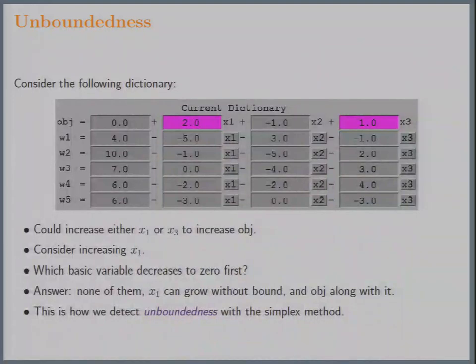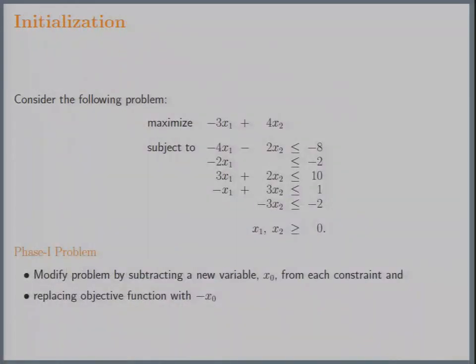But I'm greedy. I go with the one with the largest coefficient, so I pick x1 to be my entering variable. And in this case, being greedy really pays off, because if I look down this column here, W1 is going up at a rate of 5, W2 is going up at a rate of 0, W3 is not changing, W4 is going up, W5 is going up. There's nothing blocking x1 from going all the way to infinity. And so the problem is unbounded. And that's how the simplex method detects unboundedness. Okay, so that's one thing that can go wrong, and that's why there's that little button on the pivot tool to check.